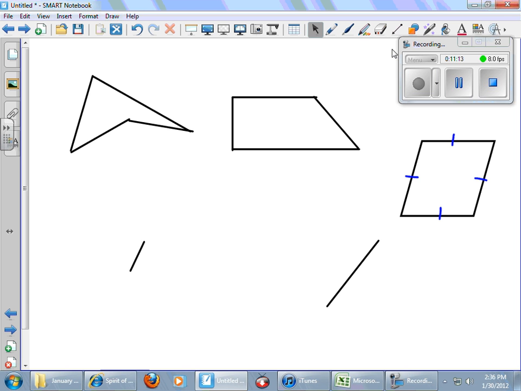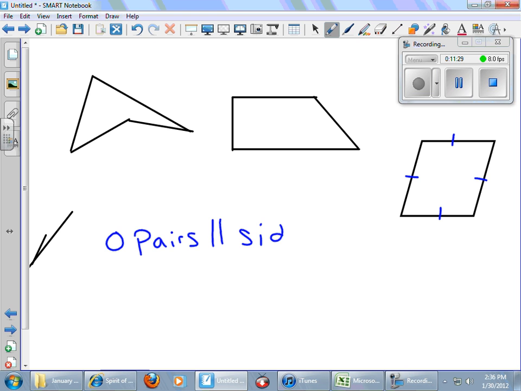When I go to name them or classify them, I first look and see how many pairs of parallel sides. Remember, 0 pairs of parallel sides. 0 pairs of parallel sides are called trapezoids. No, they are not, Mr. Lawrence. Silly Mr. Lawrence. Sorry about that. Those are your quadrilaterals.